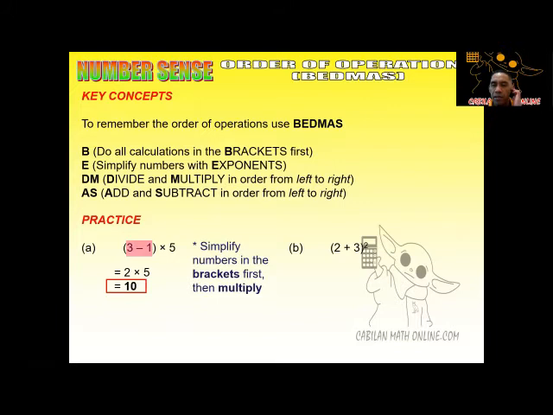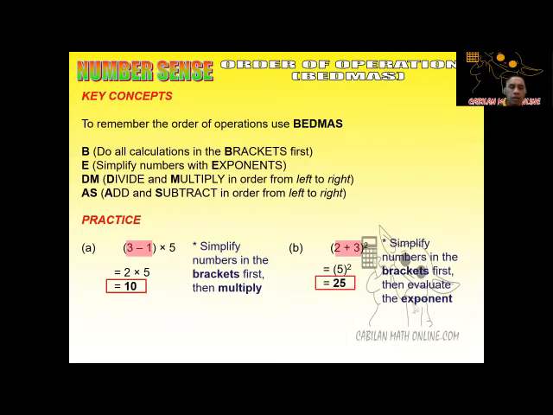All right, for part B, again, going back to brackets, always deal with what's inside the brackets first. In this case, we're going to take the 2 and 3 and add them together. 2 plus 3 gives me 5. And then 5 squared is 25. Notice in both cases, we always dealt with what's inside the brackets first and then dealt with whatever was on the outside.